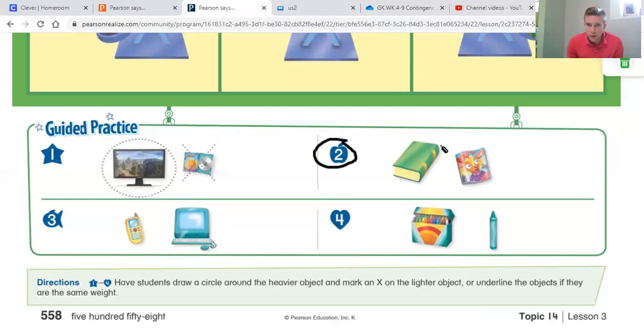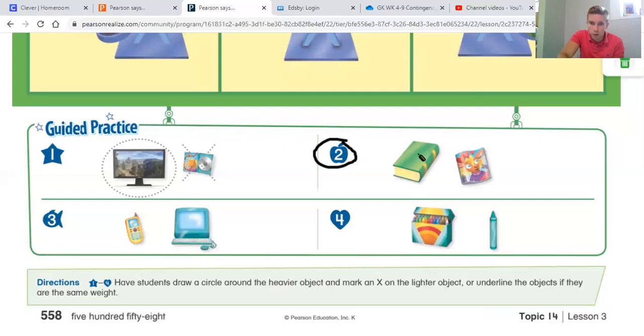All right. You should have done number 2. You're probably on number 3. I see a computer and I see a phone. Which one's heavier, the computer or the phone? Circle the one that's heavier. Put an X on the one that's lighter. Now let's go to the crayon one. You have a whole box of crayons or you just have one crayon. Which one's heavier? Which one's lighter? Okay, let's go over them.